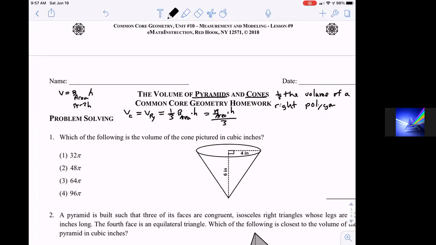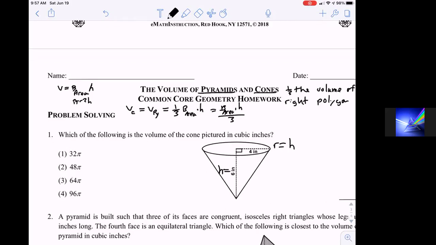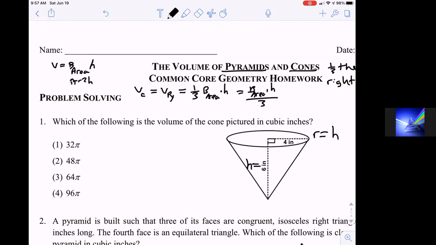So number one, which of the following is the volume of the cone pictured in cubic inches? Well, the radius is 4. See it here. The height is 6. And this is pretty easy. The volume of a cone is going to be area of the base times height divided by 3.